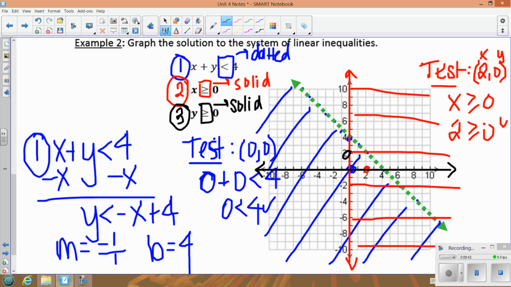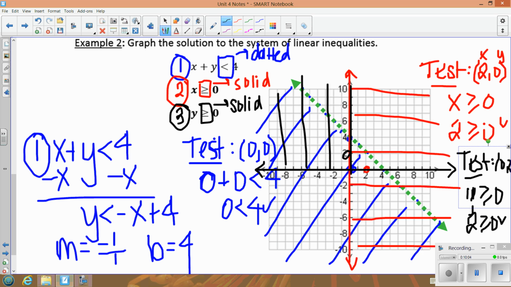So if you wanted to pick a point, let's say you pick the point 0, 2 this time. So if I have y is greater than or equal to 0, and I plug 2 in, which is my y, this is a true statement. So my shading is going to go up for this one.